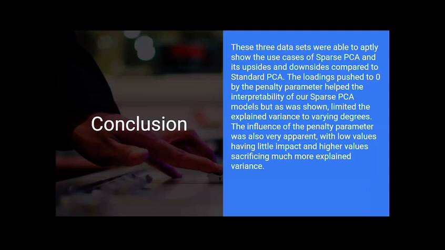In conclusion, the loadings pushed to zero by the penalty parameter helped the interpretability of our sparse PCA models, but the subsequent limited explained variance, of varying degrees among datasets, gave us a look at how interpretability may sacrifice variance explanation in some datasets more than others, even with a good choice of penalty parameter. The influence of the penalty parameter was also very apparent, with low values having little impact and higher values sacrificing much more explained variance. That's all we have.